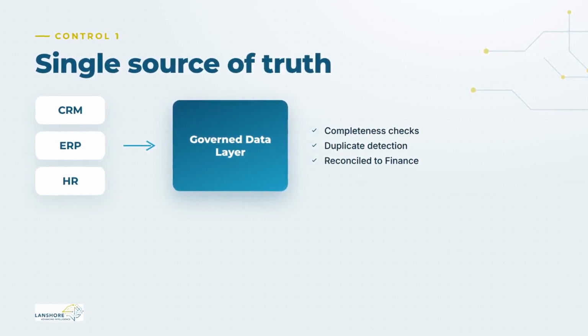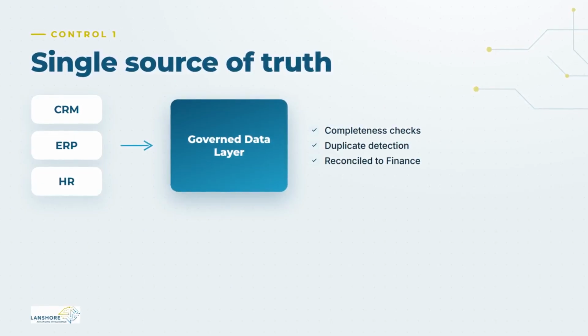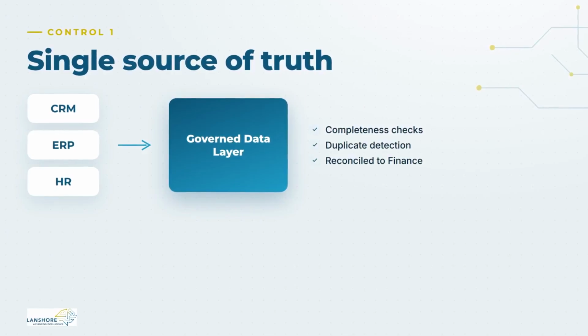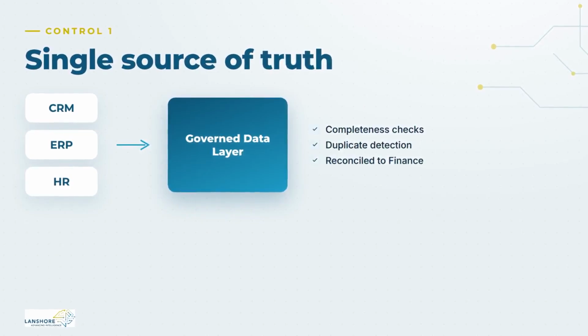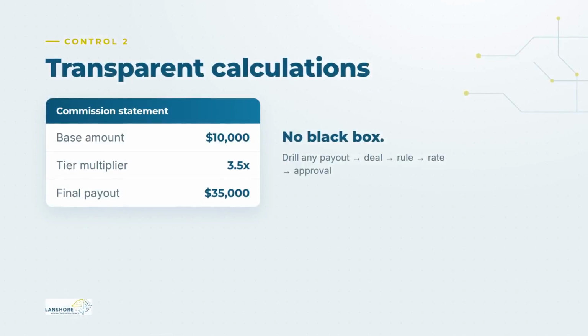On screen, you can see the governed data layer pulling from CRM, ERP, and HR, running completeness and duplicate checks, and reconciling totals against finance. Nothing calculates until the data passes. That one move, governing the inputs before the math, eliminates the majority of downstream comp errors and is the first pillar of sales performance management governance.